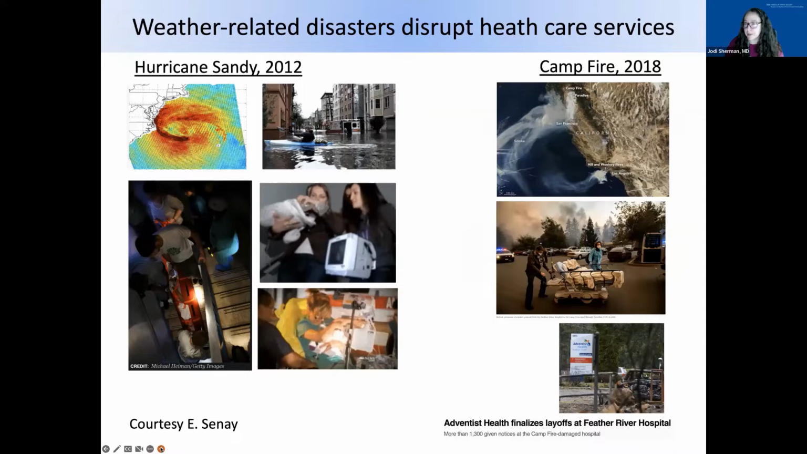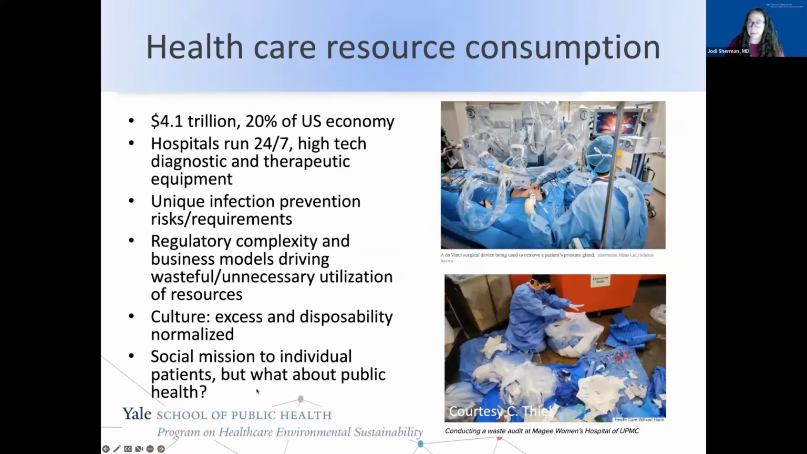So climate change is not only increasing the disease and disability we're seeing, it is disrupting our ability to deliver care. So that's how climate change, in a snapshot, affects healthcare delivery. But how does healthcare delivery contribute to climate change? So we're a huge part of the economy, 4.1 trillion in the US, 1/5 of our economy is just healthcare. Hospitals are the biggest driver of the emissions within the healthcare system.